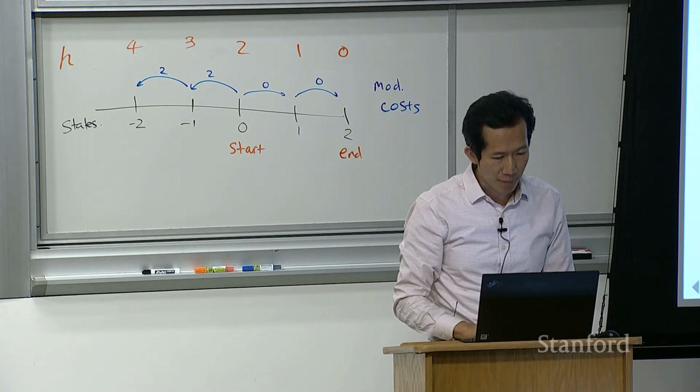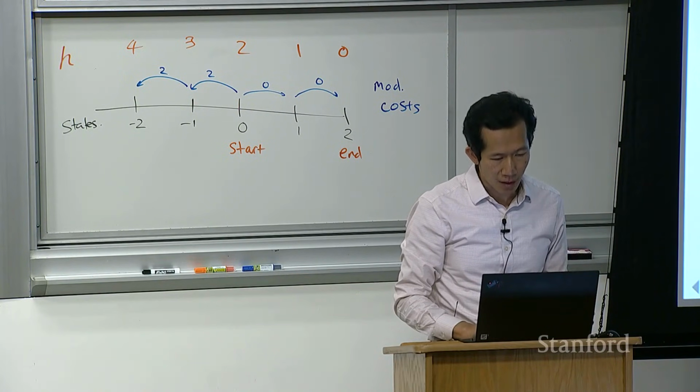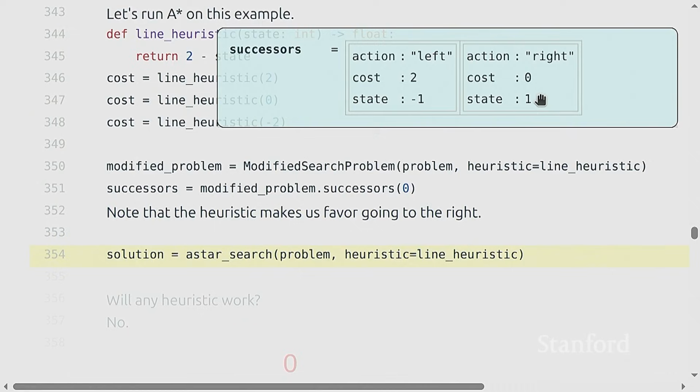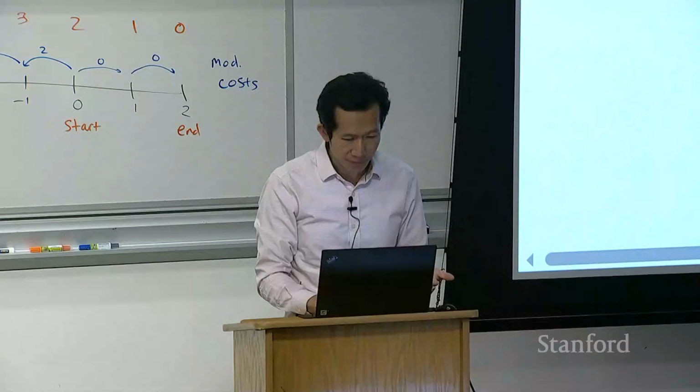So my modified successors are: left has 2 and right has 0. So now let's use this and run A star.